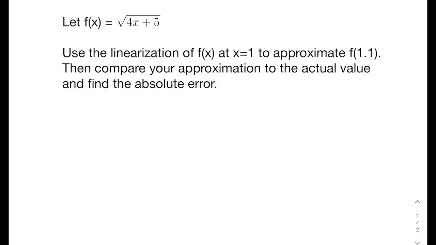So for this problem, it says let f of x equal the square root of 4x plus 5, and it asks us to use the linearization of f of x at x equals 1 to approximate f of 1.1. Then compare your approximation to the actual value and find the absolute error.